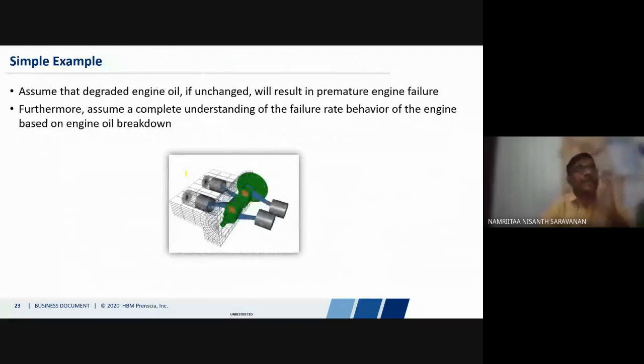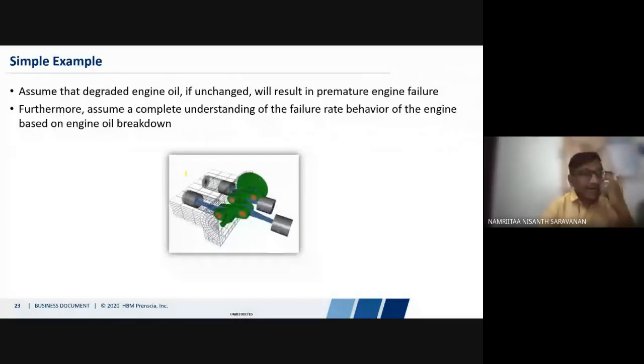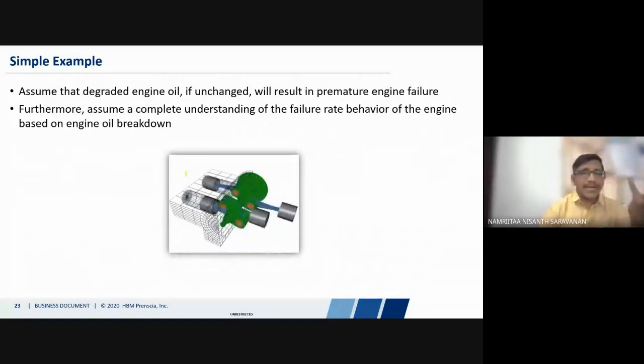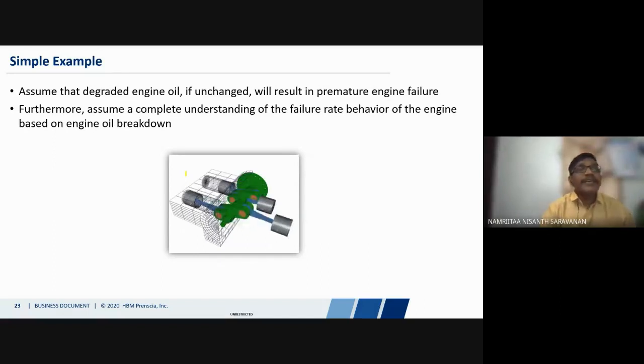Just to see a simple example, assume that you have a big engine in the ship, and you have the engine oil. As a simple scenario, in your bike you have an engine and you have engine oil. Whenever you give your bike for service, the person may ask, can I change the engine oil? You say no, I just changed it 2 months back. So why do I change? The service person may say, hey, this engine oil is supposed to be destroyed. By the way, the engine oil is almost failing.